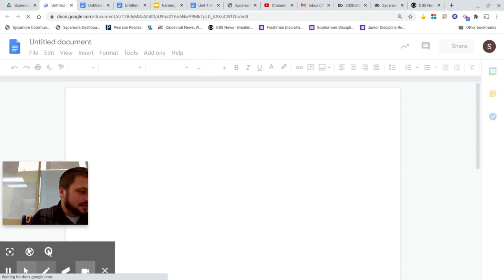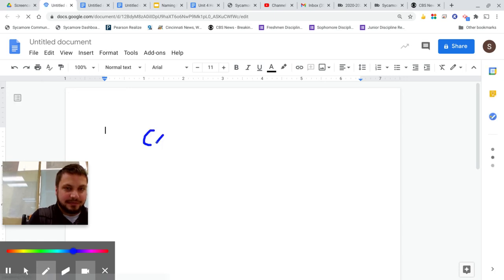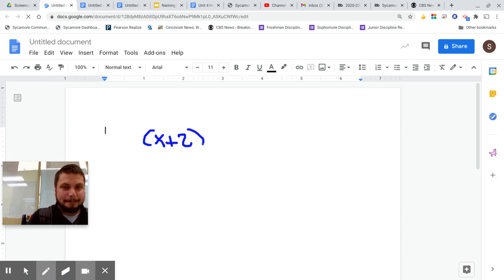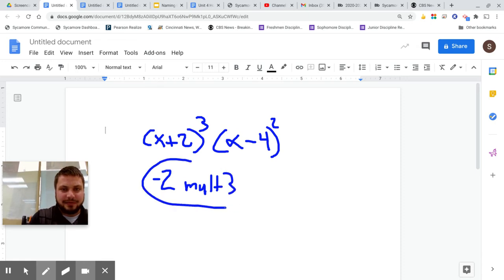And it's a fairly simple idea. It says find each 0 and state its multiplicity. Okay, find each 0 and state its multiplicity. Let's say I had this. Okay, well, this right here would give me an answer of negative 2, and it would have a multiplicity of 3. It happens 3 times because of this right here.